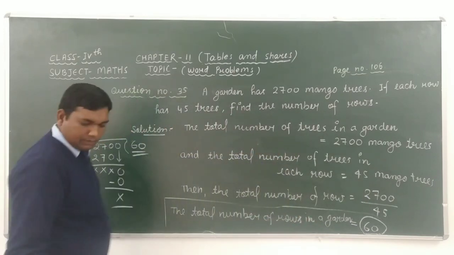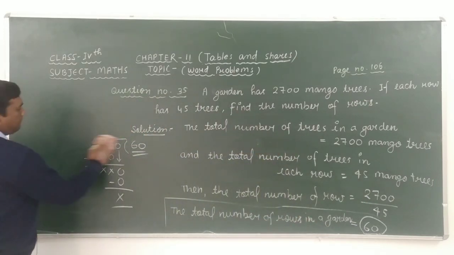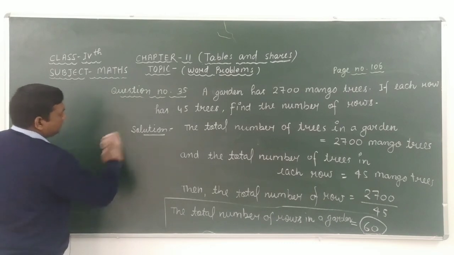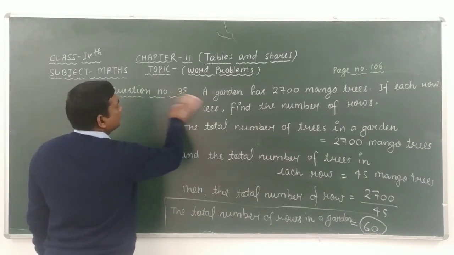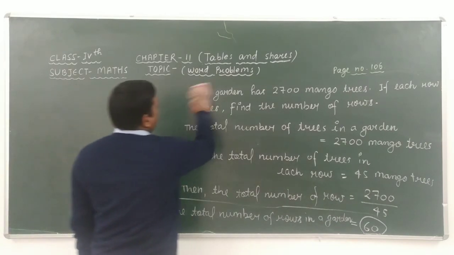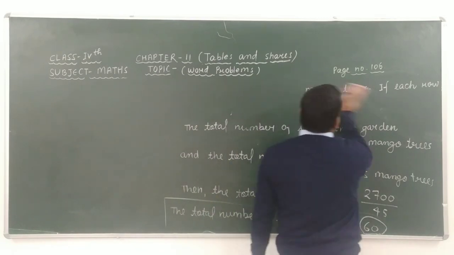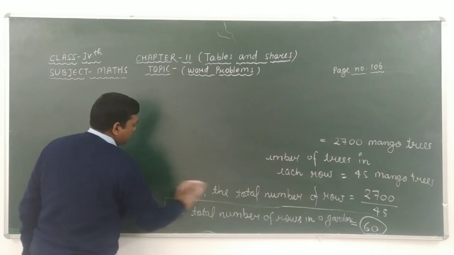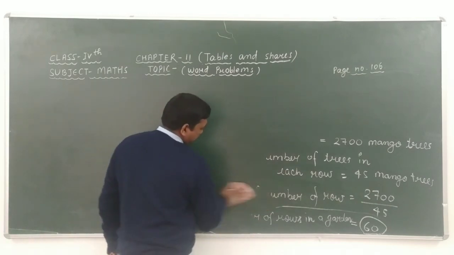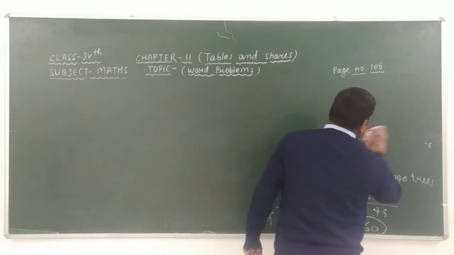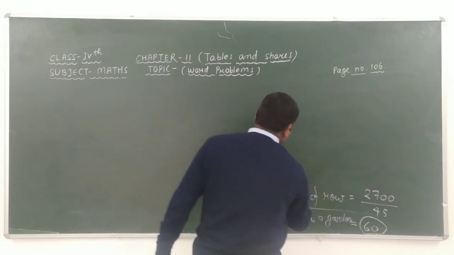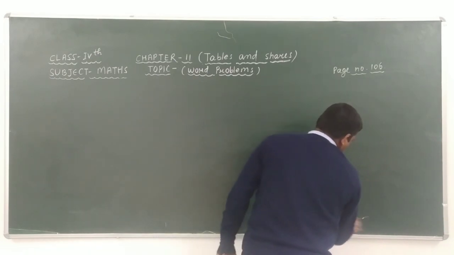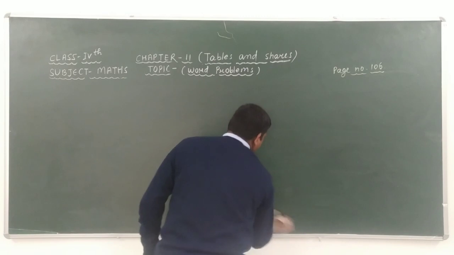Now see this. In this question we find that the total number of rows is 60. Okay students, now let's start the next question.